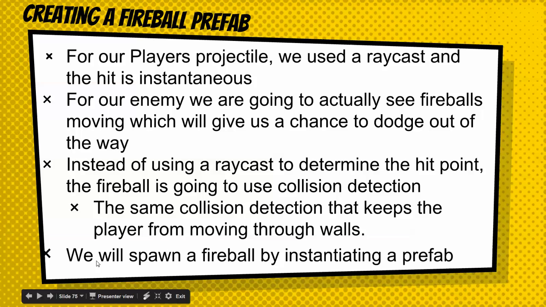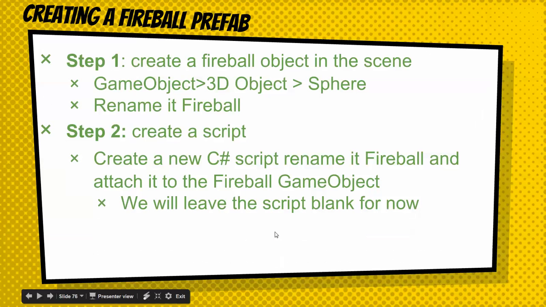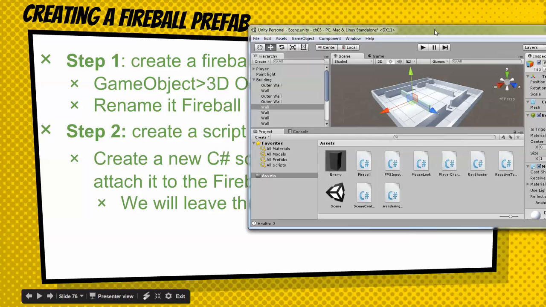And in the same way we have created the bad guys that keep respawning, we're going to spawn a fireball, the bad guys' weaponry, by instantiating a prefab. So the first step is to create a fireball object in the scene. Go ahead and do that.